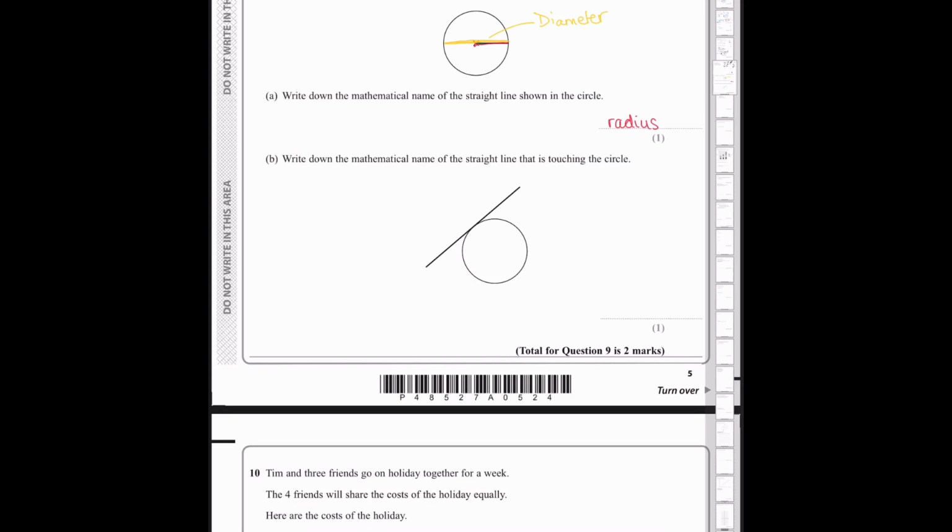And then question B says to write down the mathematical name for the straight line that is touching the circle. So this kind of line here that just touches the circle at one point is called the tangent. So again, try and remember those.